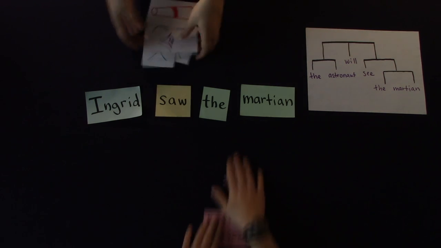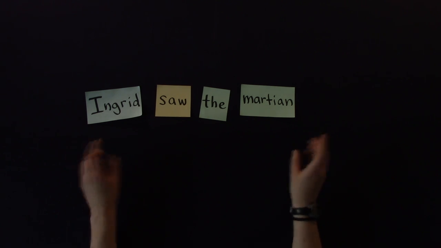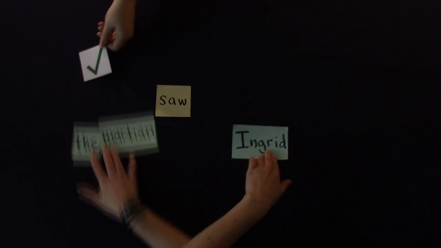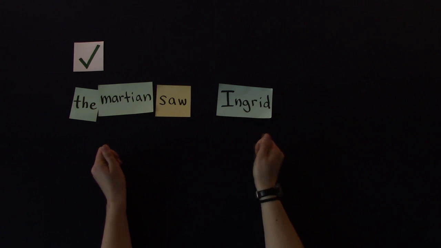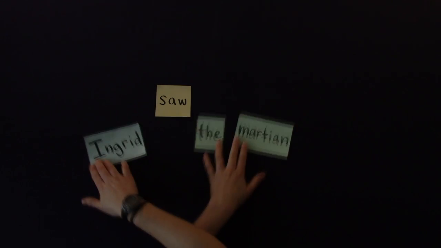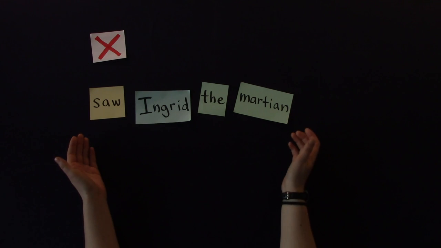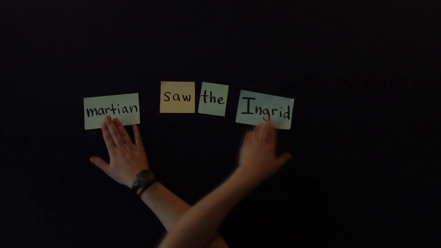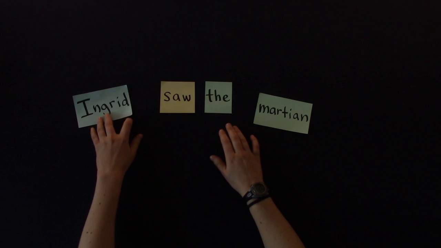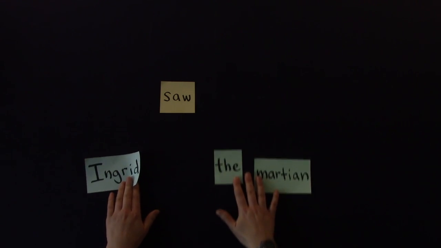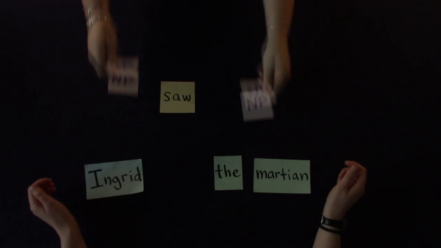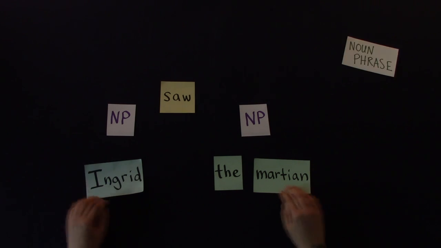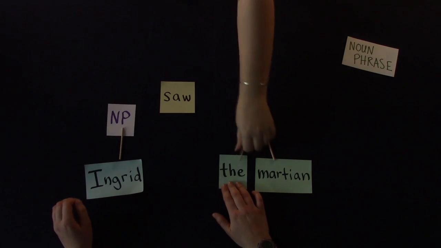Let's start with a basic example. Here's our sentence. What can we figure out about it? One thing you might notice is that if we swap Ingrid and the Martian, we get a different sentence, but it's still perfectly good. That wouldn't be the case if we swapped Ingrid and saw, and it wouldn't even be true if we swapped Ingrid and Martian, leaving the behind. So there's something really special about Ingrid and the Martian. They're sort of the same thing. We call them NPs for noun phrases. They both have nouns in them, but they can also have other things like the determiner the.